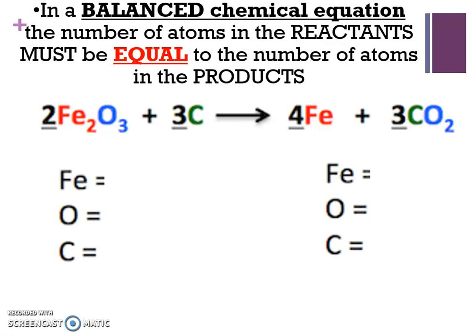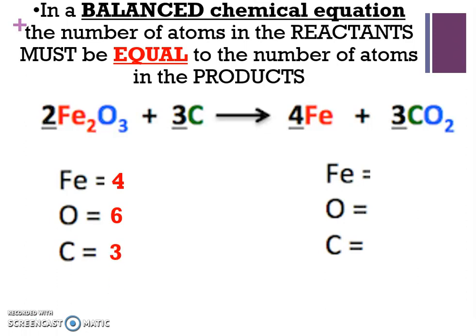So let's look at our reactants. Fe, iron. How many iron atoms are on the left? 2 times 2 is 4. How many oxygen atoms are on the left? 2 times 3 is 6. How many carbon atoms are there? Please understand that that coefficient of 2 does not apply to these carbons over here. Carbon has its own coefficient, which is 3. The subscript for carbon is 1. 3 times 1 is 3.